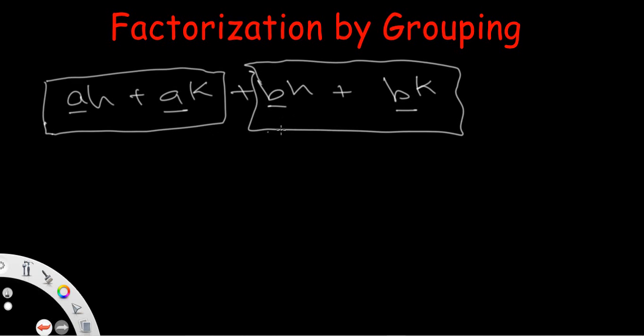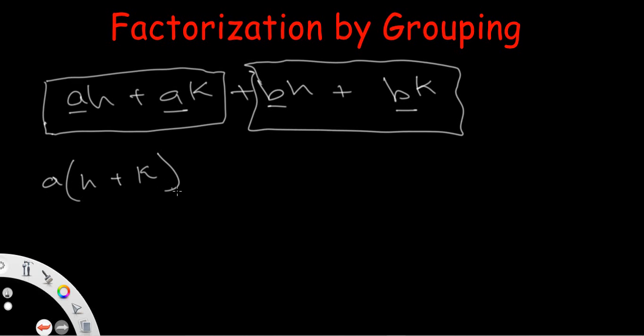Now here, as I told, we don't have anything common in all 4 components, so we group them into 2 groups. Here is one group and here is another group. In the first group we see A is common, in the second group I see B is common. So for the first group we can take A outside the bracket and then write the rest of the equation without A: H plus K. Now if you want to check whether the solution is correct or not, you can do it yourself, as I told in my previous video.